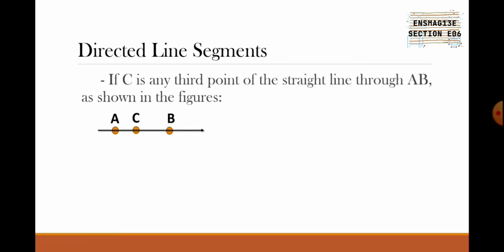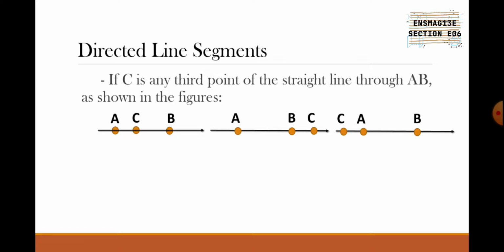If C is any third point of the straight line through AB as shown in the figures, our direction here is still going to the right, but it's just our C is either in between your point A and point B, or it is on the right of point B, or on the left of point A.